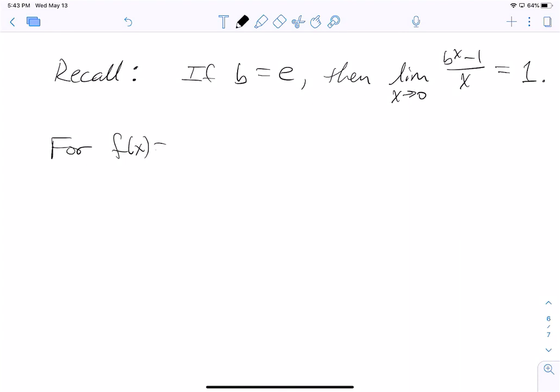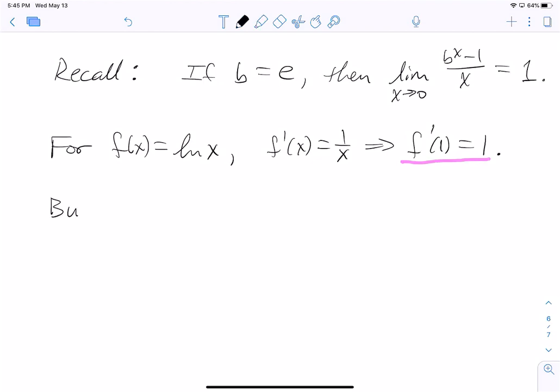For f(x) equal to the natural log of x, we know that f'(x) is equal to 1/x, which means that f'(1) is equal to 1. I'm going to underline that result and we will come back to it in a couple of minutes here. Another way to develop an expression for f'(1) would be to use the definition of the derivative.